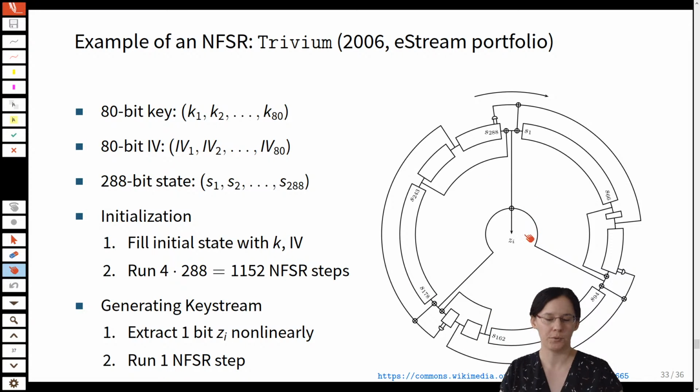And for the output production, we use then exactly this construction here, and just clock it forward once, produce 1 bit, XOR it to the plaintext, and so on. So that's an example of a real-world NFSR stream cipher.